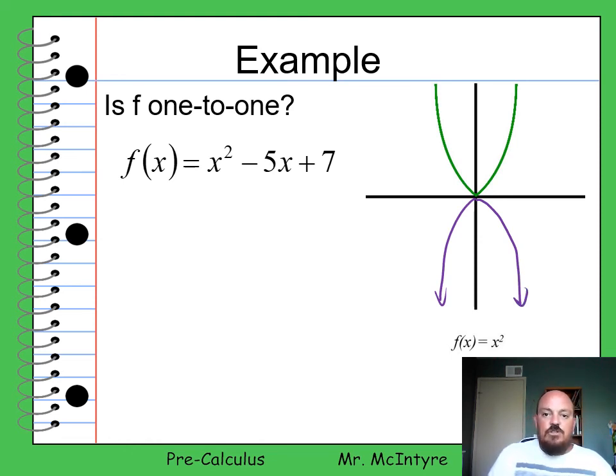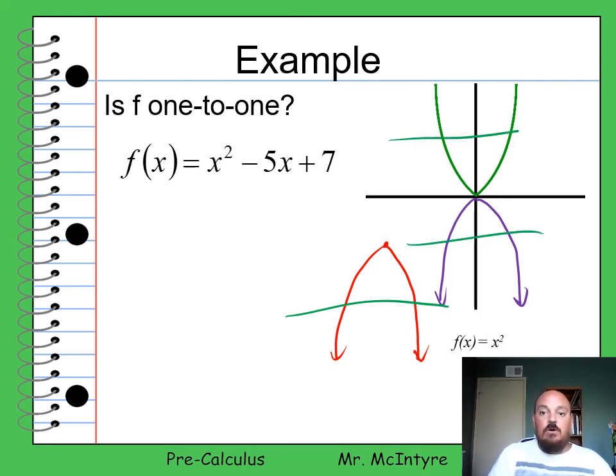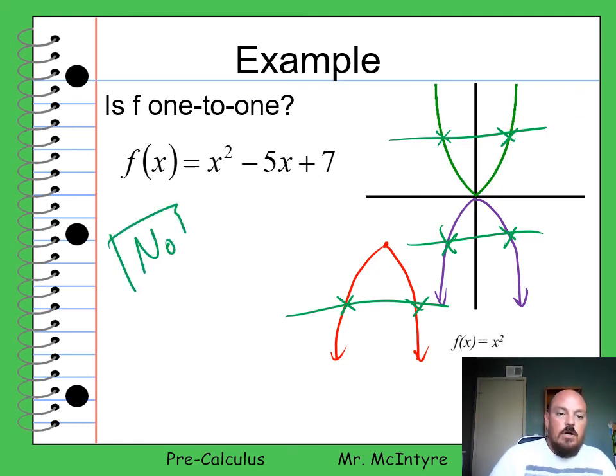Or if I reflect it and I shift it, maybe it's starting here and going like this. No matter where I put it, it's always going to fail the horizontal line test. It crosses in 2 spots here, 2 spots here, 2 spots here. So basically, every parabola fails the horizontal line test. So without even knowing what the minus 5x plus 7 does, the answer is no, this one is not one-to-one and does not have an inverse.